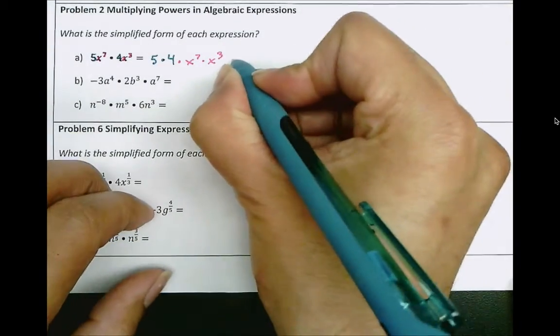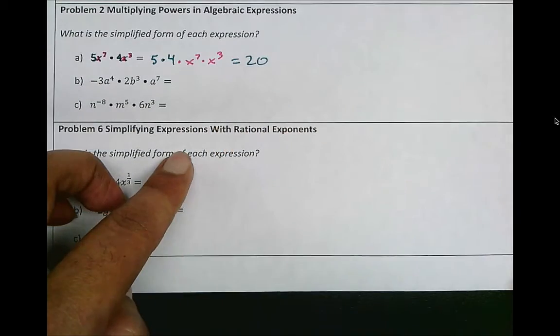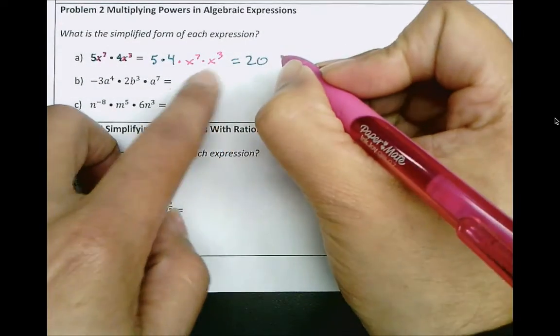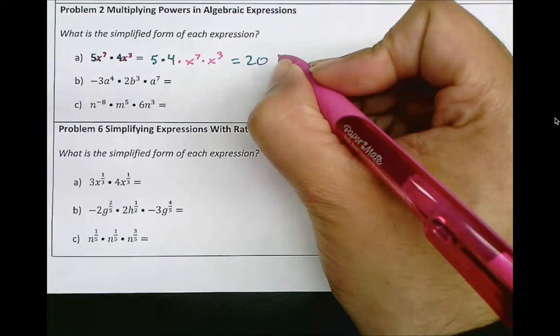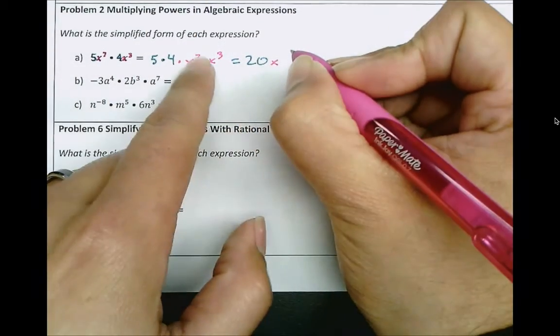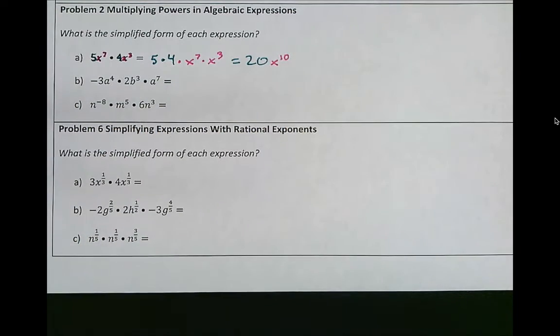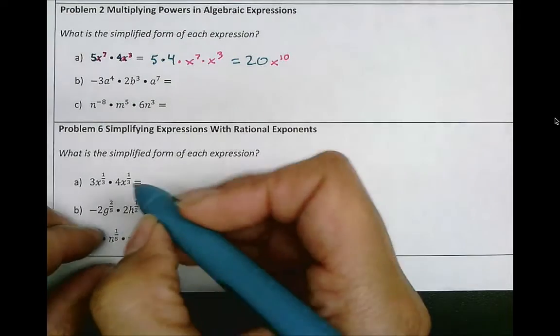So in the first part, we're multiplying this 5 with 4, so 5 times 4 is 20. And now we're still multiplying powers with the same base, which we just learned. The shortcut is to just add up the exponents. So this is going to become x to the power of, what is 7 plus 3? 10.